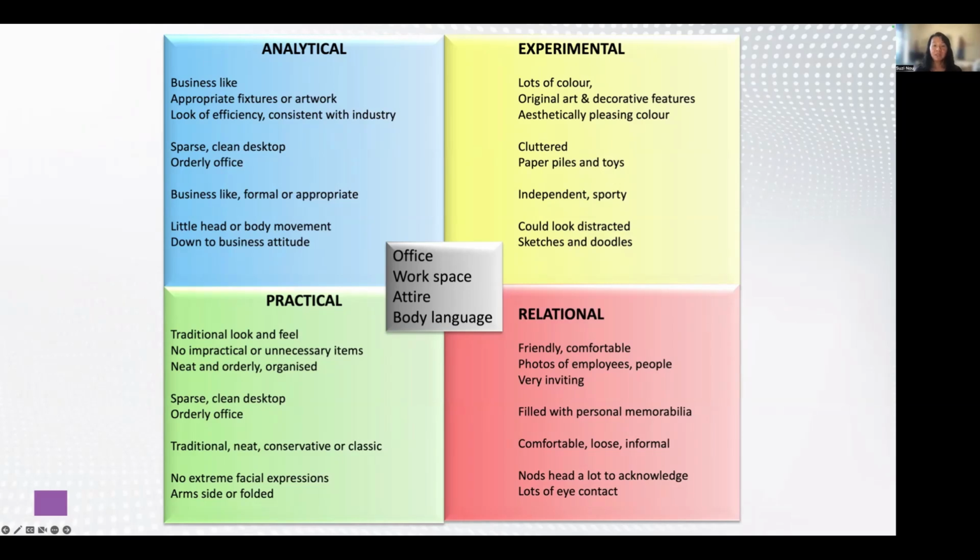The practical person still retains that traditional look and feel in their office. There's no impractical or unnecessary items. There's a neat, orderly, organized sense to it all. Their desktop is also very clean, very sparse, very orderly. And they too might dress quite conservatively, but perhaps not as formally as an analytical person. They tend to be neat, conservative, have a sort of classic look about them. When you speak with them, no extreme facial expressions. Arms might be sort of folded by the side, listening to you.